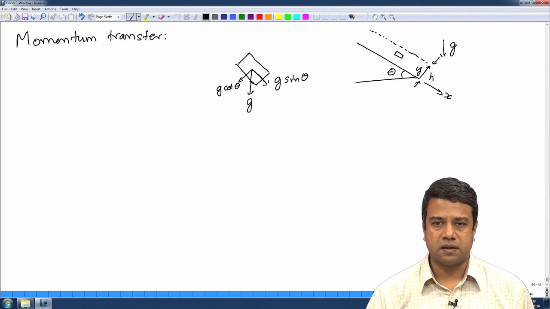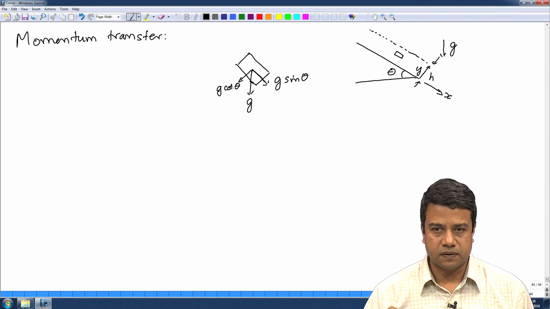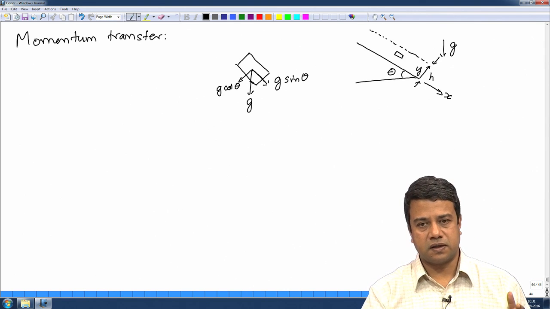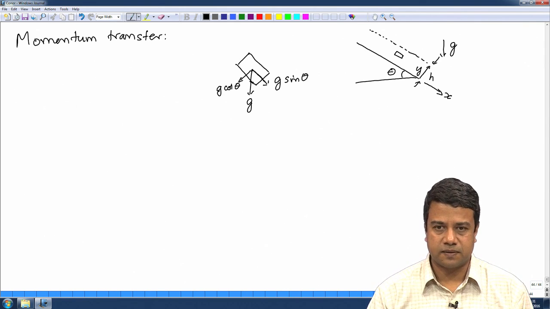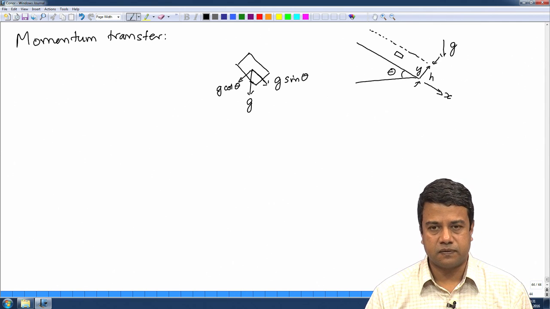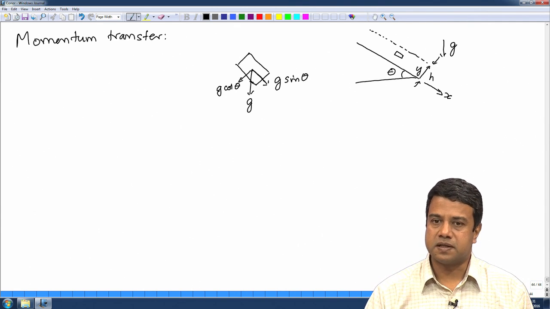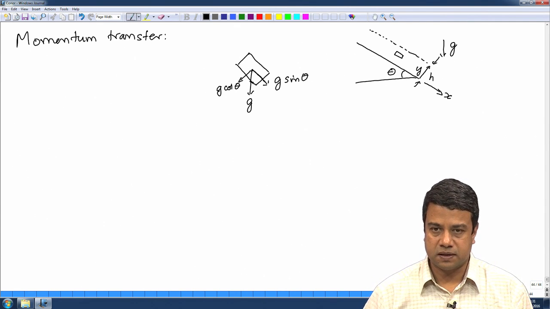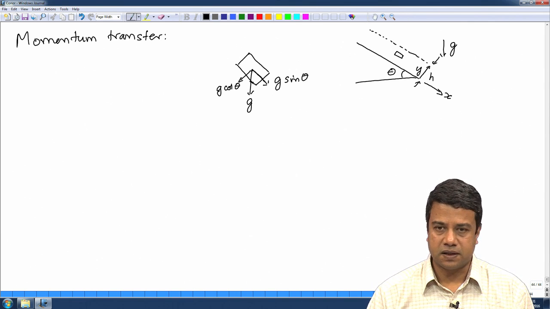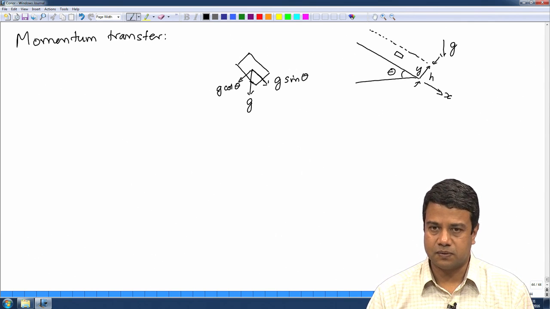We will consider this to be a fully developed flow. That means that there is no variation along the streamwise x direction. So, for a fully developed flow, it may not be steady. Steady means there is no variation in time. Fully developed means there is no variation in the streamwise direction. The only variation in the velocity is in the cross stream direction, in the y direction.